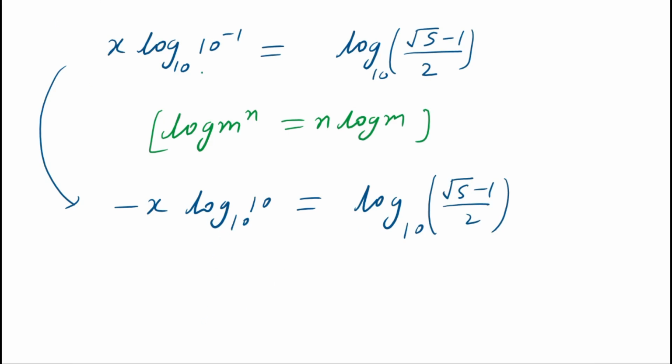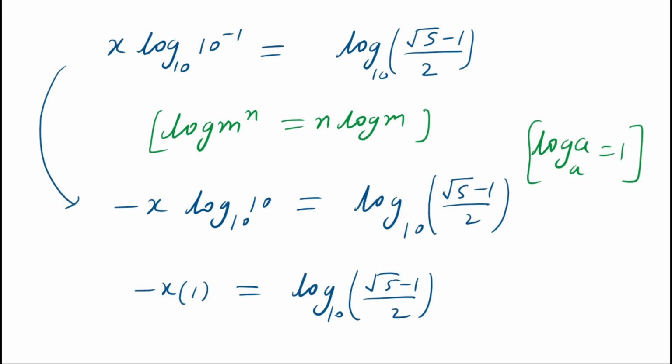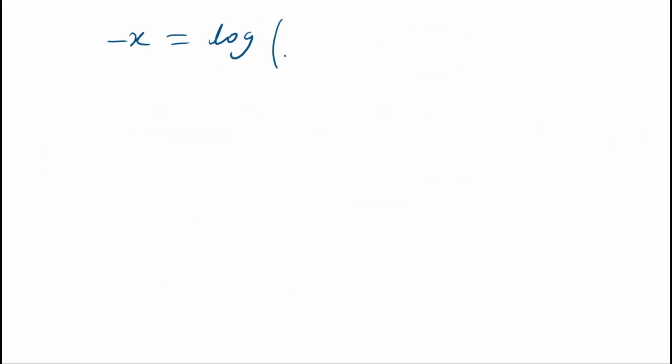Here we know that log a with base a is equal to 1. According to this rule, we can write minus x times log 10 with base 10, which is 1, and this is equal to log of (square root of 5 minus 1) over 2 with base 10. In the left hand side, minus x is equal to log of (square root of 5 minus 1) over 2 with base 10.